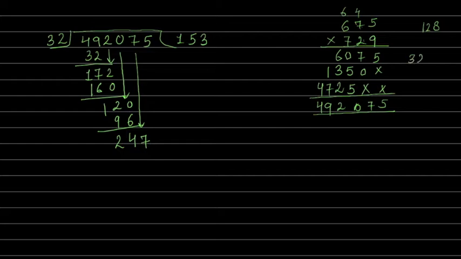You can try 32 into 6, 6 2s are 12, 192, very small. 8 2s are 16, 8 3s are 24, 256. Greater than 247, right? So it means it should go 7 times. 7 2s are 14, 7 3s are 21 and 2. Perfect. Now subtract it. You are left with 23.